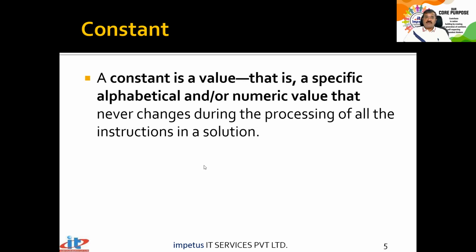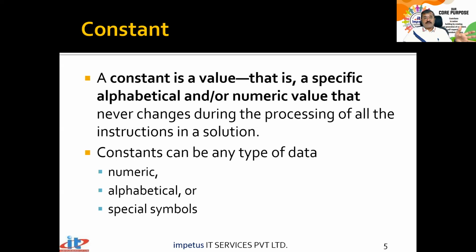Values never change. A variable can change. A variable today is holding one value, tomorrow it may hold another value. That's okay. A value is fixed. A constant is a specific alphabetic or numeric value that never changes during the processing of all instructions in the solution. So it is a representation of the data that does not change throughout the life of the program.